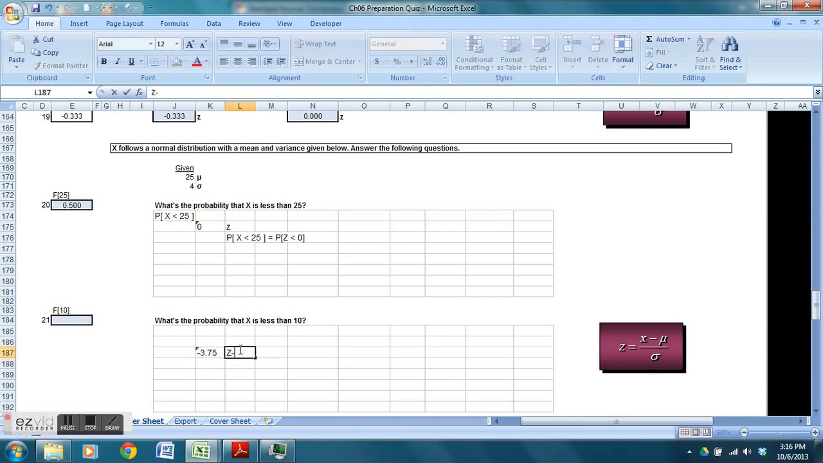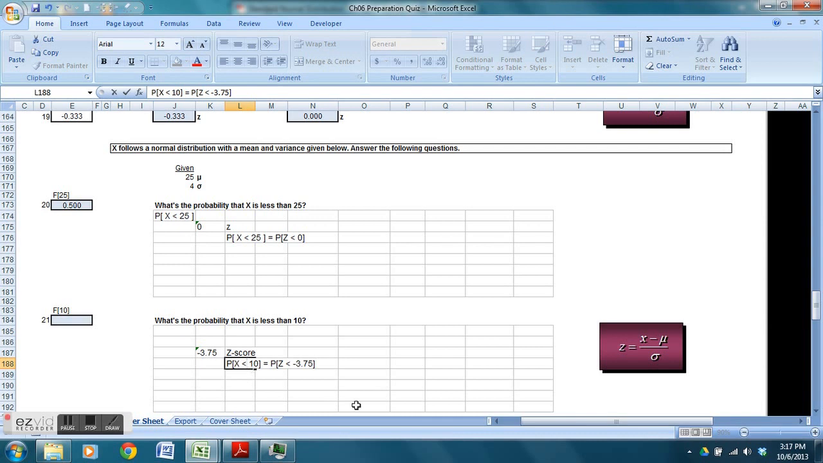And this is the z-score, or little z. Boom, negative 3.75. So now we know what the z-score is. Thus, the probability of x being less than 10 is equal to the probability of z being less than negative 3.75. What's important to realize in this equation is that this z-score is just associated with this x. The direction of the probability doesn't matter.